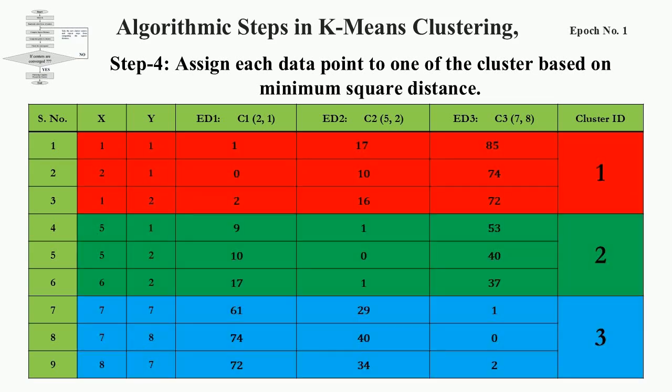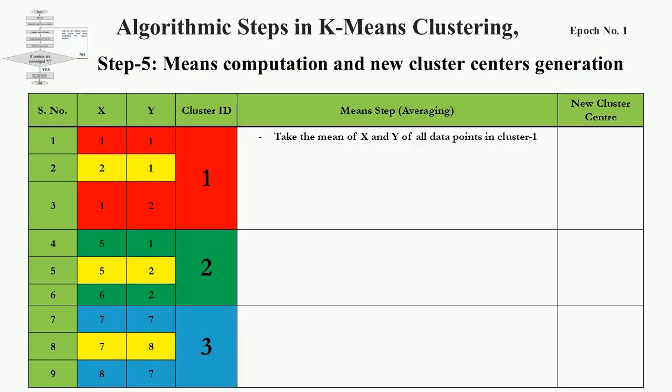Let's give them some color as red, green, and blue. Please note that (2, 1) being C1, (5, 2) as C2 and (7, 8) as C3 are the initial cluster centers. Now, move on to step number 5, the crucial step. This is the mean step, or averaging step.